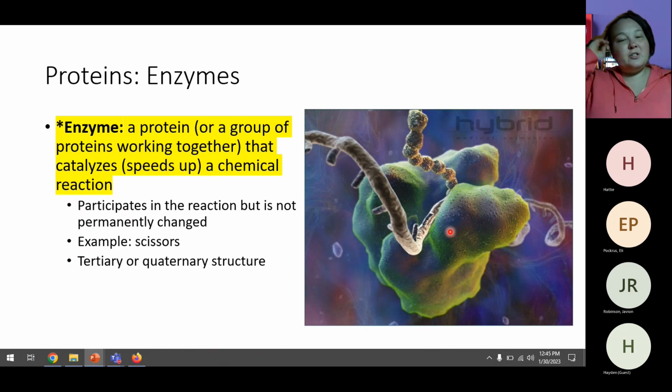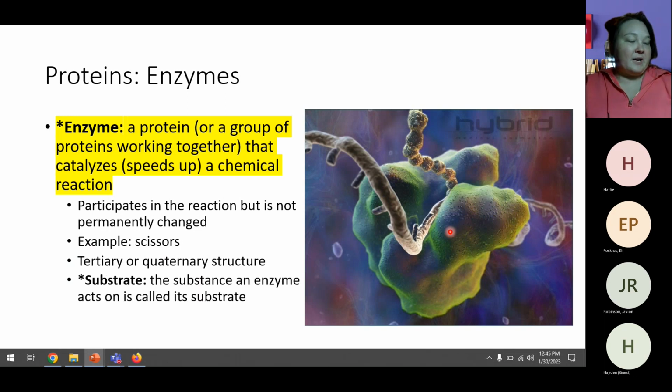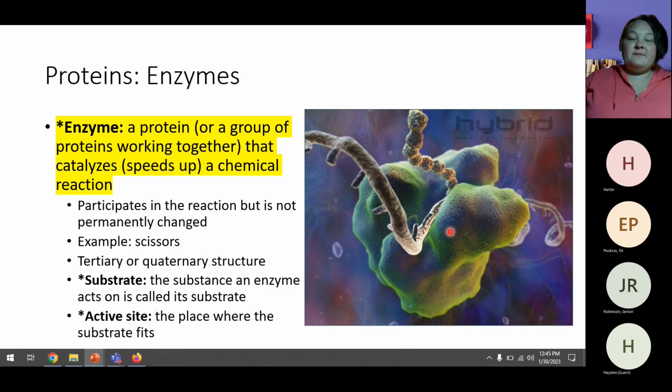Enzymes always have tertiary or quaternary structural levels. A substrate is what the enzyme is acting on. In this case, the substrate is the bowl because that's what's being changed. And the active site is the place where the substrate fits. So in our example, that would be the blades.